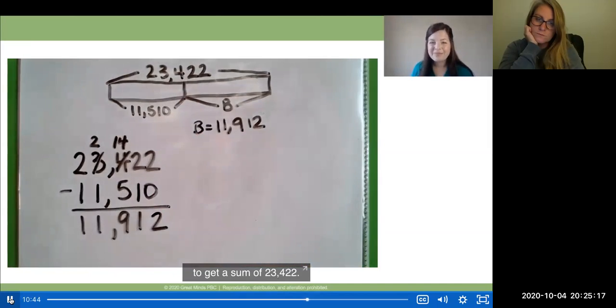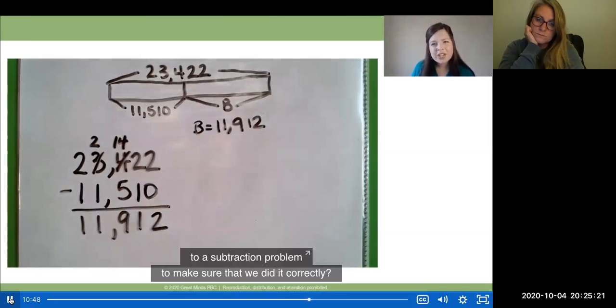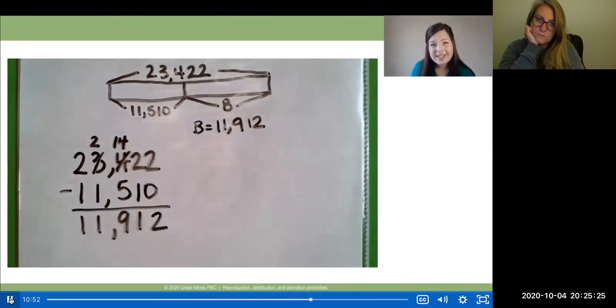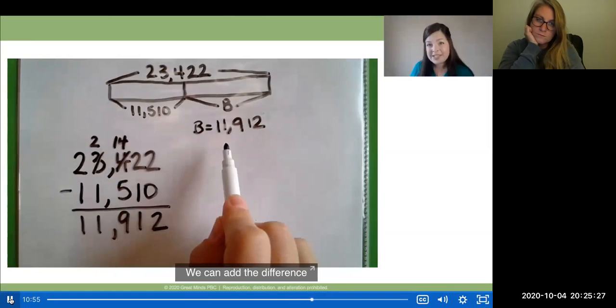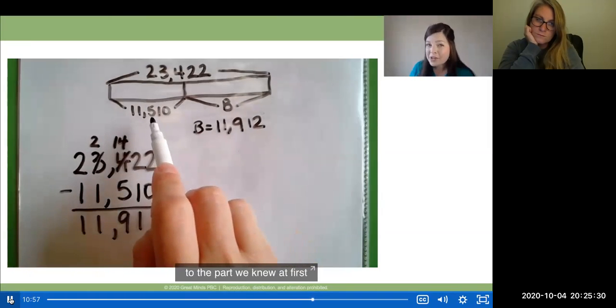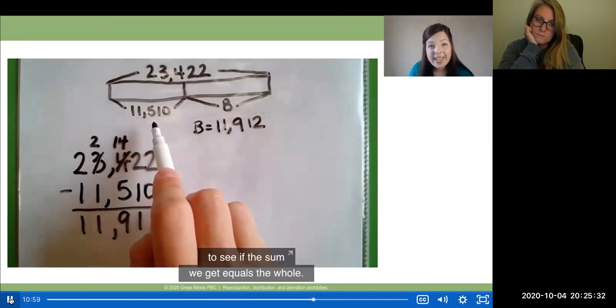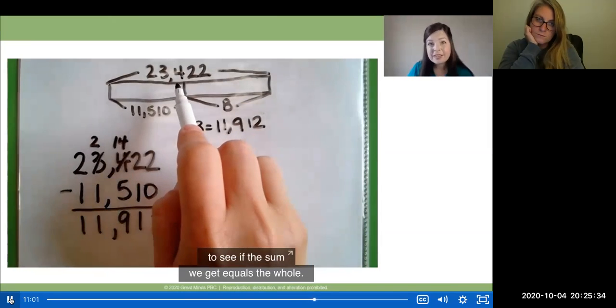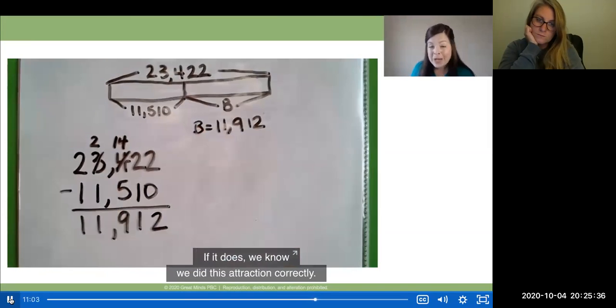So then how can we check our answer to a subtraction problem to make sure that we did it correctly? We can add the difference to the part we knew at first to see if the sum we get equals the whole. If it does, we know we did the subtraction correctly. If it doesn't, then we need to go back and find our mistake.